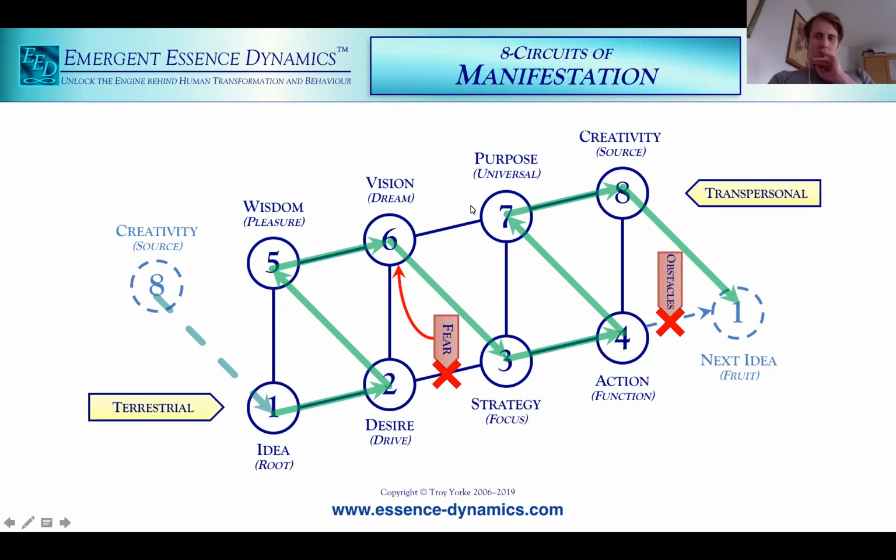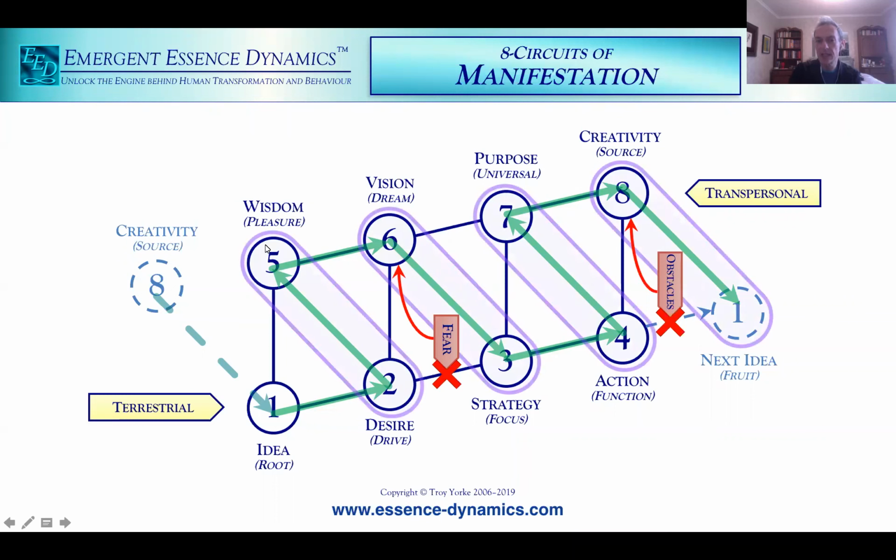I'll show you in a second how that makes sense. It'll show you how we use obstacles to source the creativity and then how these upper and lower circuits work together in diagonals, all right? So for every desire, it's sourced in wisdom. For every strategy, it's sourced in higher vision. For every action, it's sourced in higher purpose. And for every idea, it's sourced in creativity, and creativity brings us the fruit, all right?